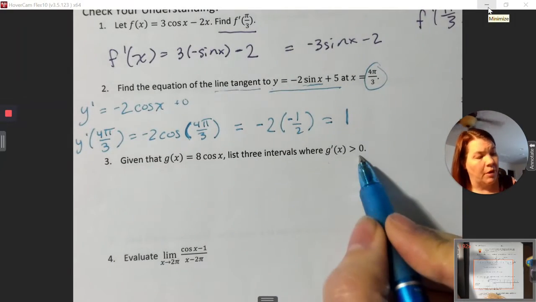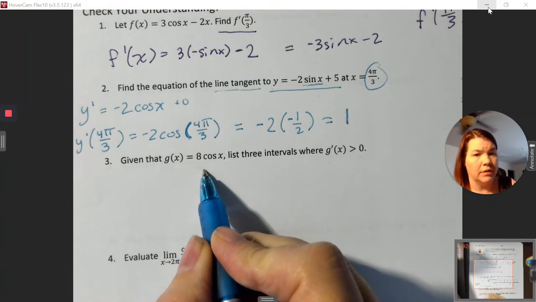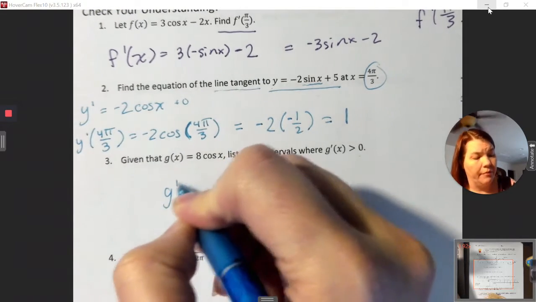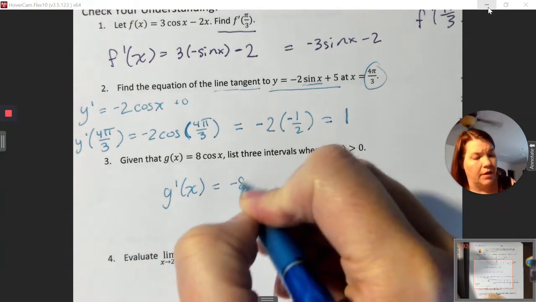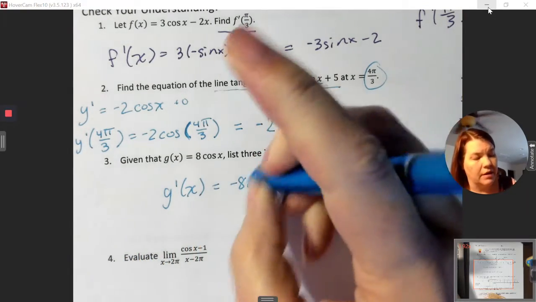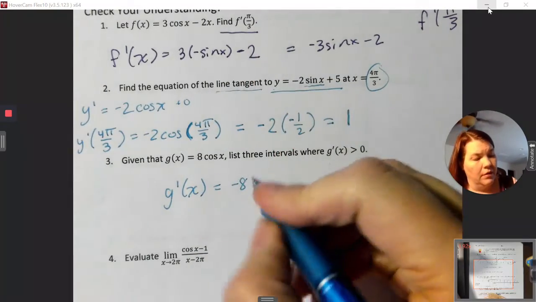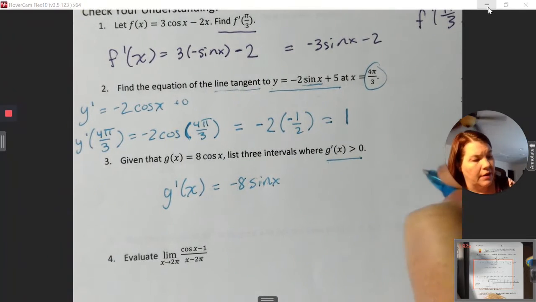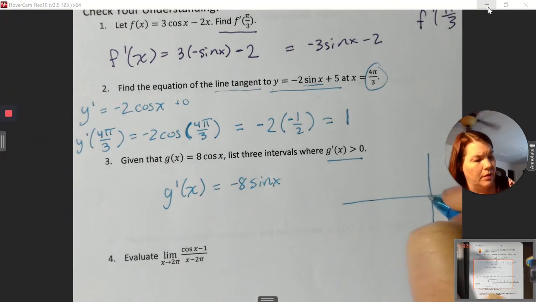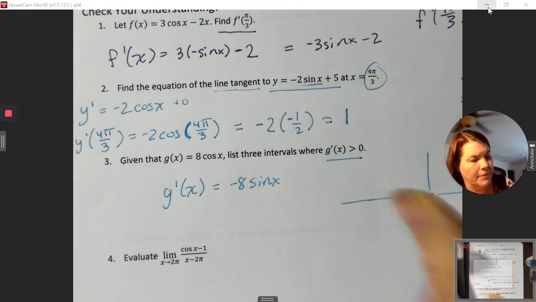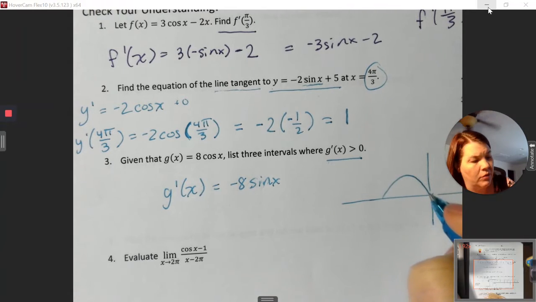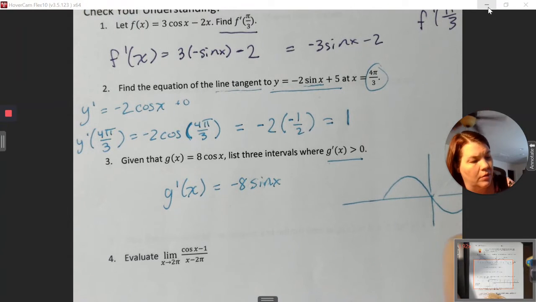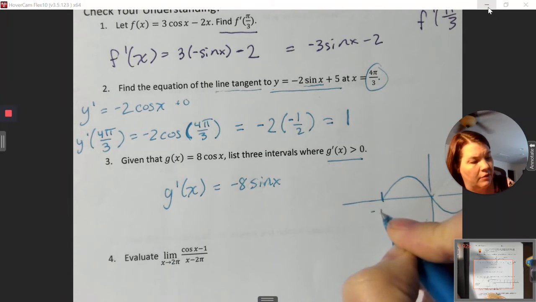List 3 intervals where g prime is positive, given this function. So g prime of x equals negative 8 sine of x. We want intervals where the derivative is positive. So I know that sine is usually positive here to here, but we're doing the opposite of sine, where this is pi and this is negative pi.